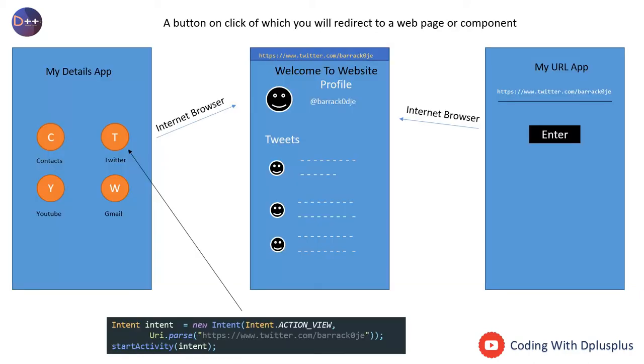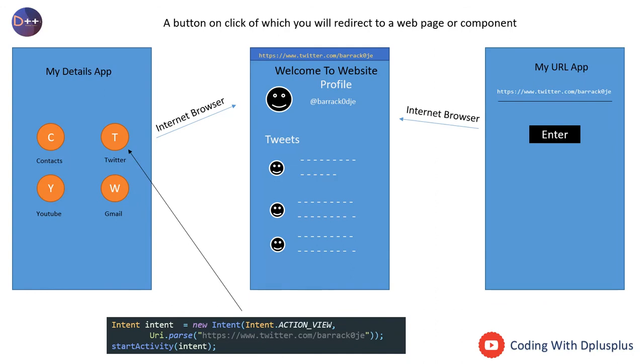Let's take a look at this simple illustration. I have two mobile applications on the screen. I have my details app and my URL app. In my details app, I have 4 icons. Whenever the user clicks on any of the icons, it's going to trigger a particular function. If the user clicks on contacts, it's going to take the user to the contact screen that is being provided by Android in the mobile application.